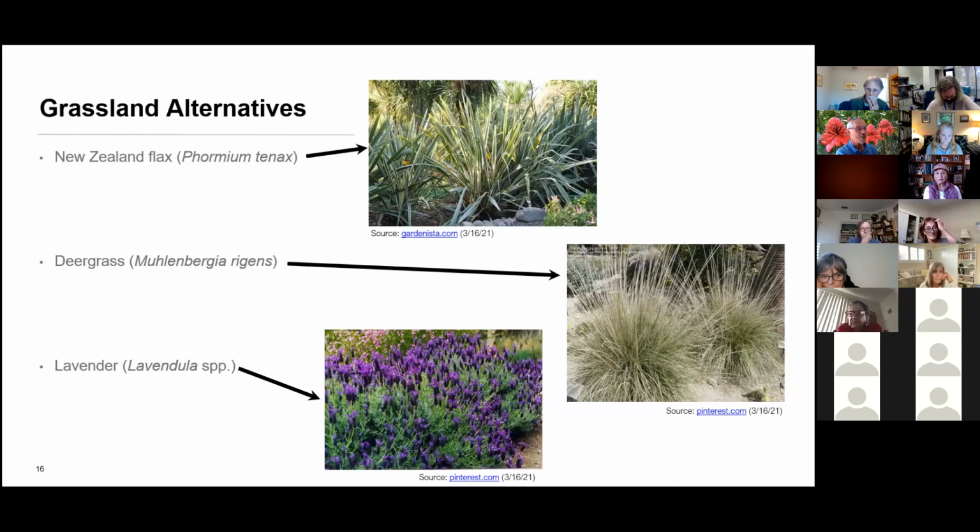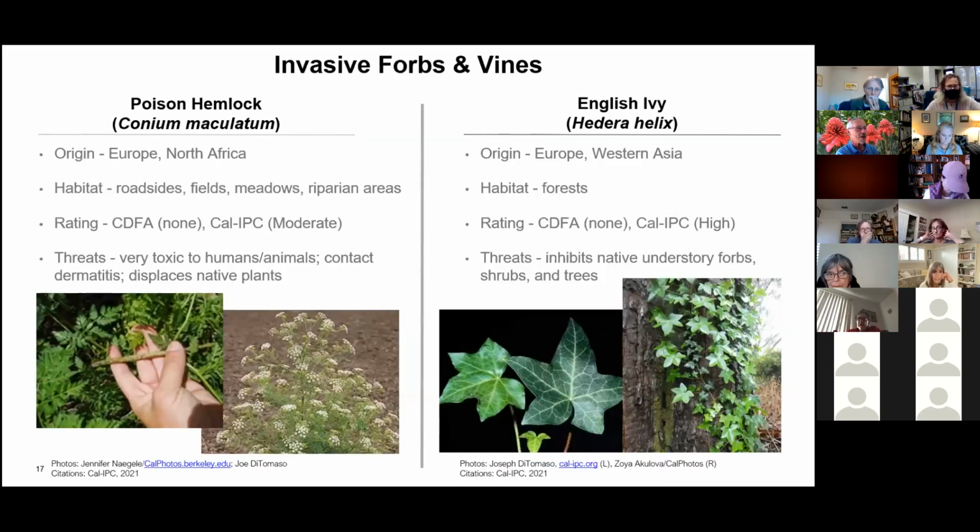Alternatives, not just grasses, but other grassland level alternatives include lavender, deergrass, New Zealand flax. There's many, many alternatives. And invasive forbs and vines, I included poison hemlock here, which I don't know anybody's going to plant in their garden, but it will grow naturally because it's so common in disturbed areas. And I want people to be aware that it's toxic. So you really want to avoid that, avoid having disturbed areas and avoid that plant.